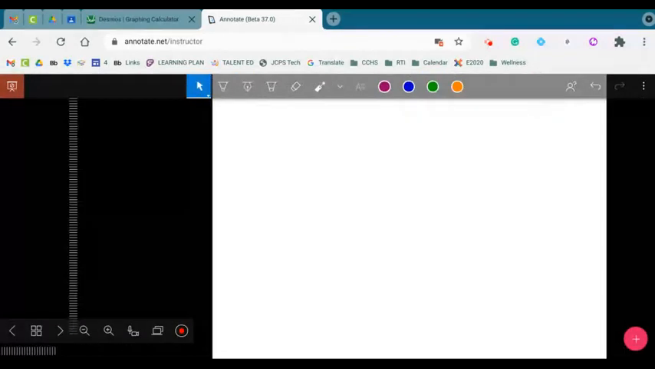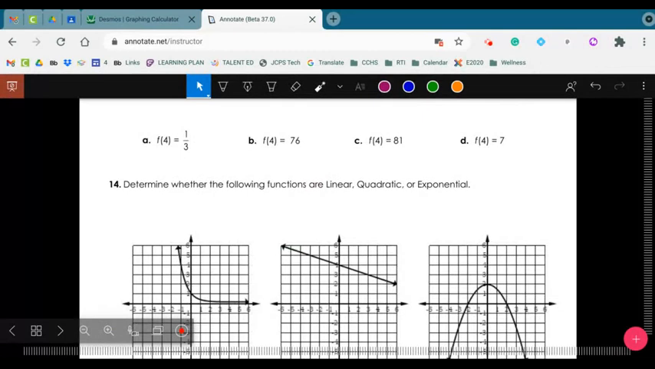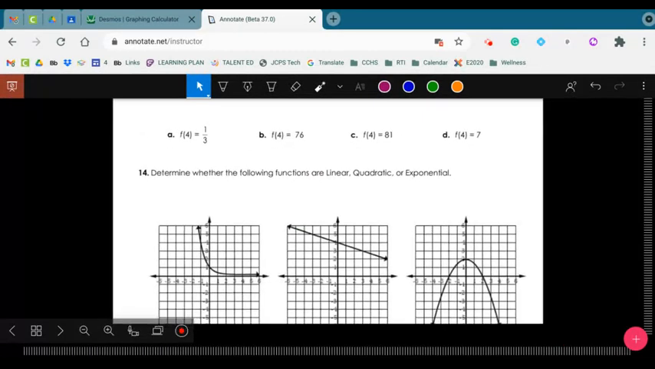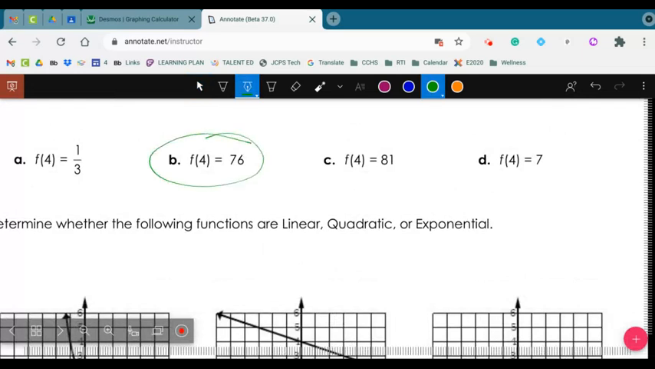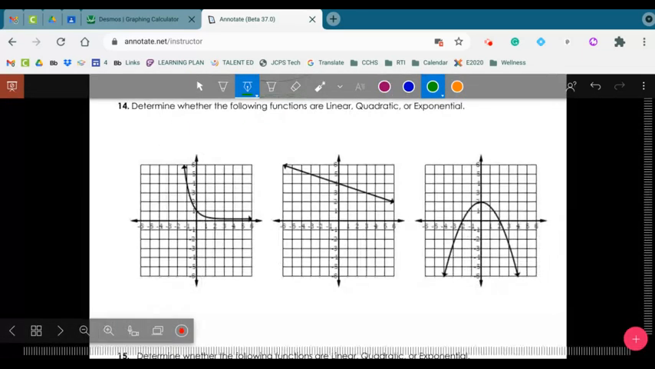Okay, going on to the next page. Oh, I didn't realize there were answers there. Oh, f of 4 equals 76. That was the answer. Sorry, you guys, I didn't realize there was a multiple choice for that one. It must have gotten moved to the next page.